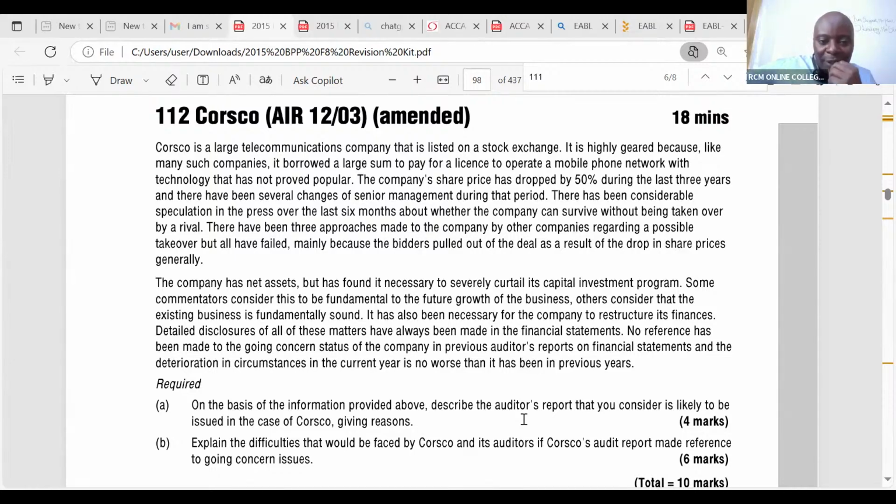Winnie says unmodified. HP says except for, qualified, except for. Chepkorir Catherine says unmodified.